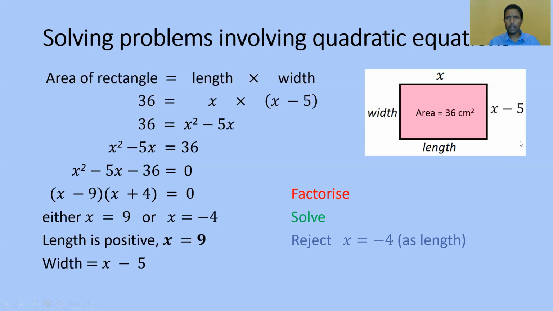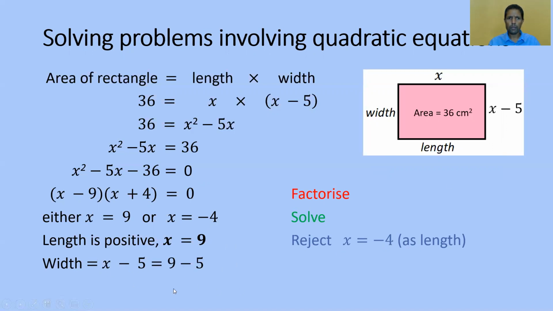So the width is x minus 5, but we know x is equal to 9. Therefore, the width is equal to 9 minus 5, which is 4. Therefore, the solution to this equation is length equal to 9 centimeters and width equal to 4 centimeters. We can verify the answer. So if the length is 9 and the width is 4, therefore the area would be 9 multiplied by 4, which is 36. Therefore, these answers are correct.